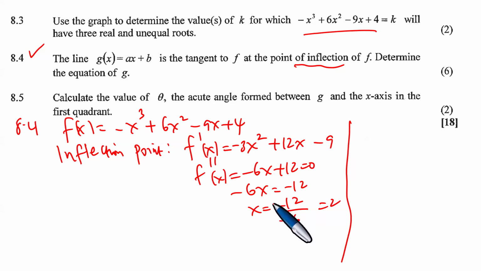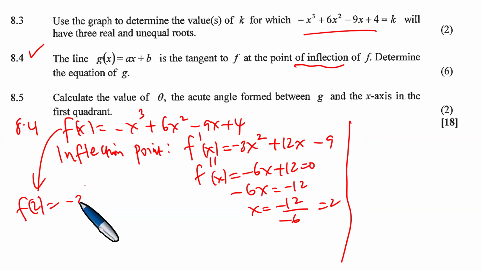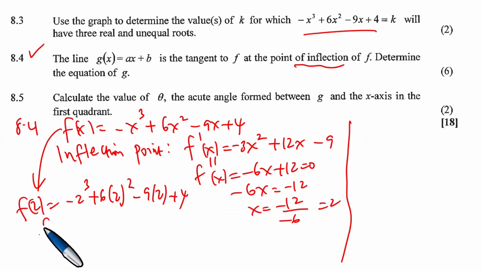So this kind of graph is very, very important to us, and we analyze it in detail. It means that at x equals 2, you need to substitute into the original function and get the corresponding value. So you have f of 2, substituting: minus 2 cubed plus 6 times 2 squared, minus 9 times 2 plus 4. The result is going to be 2.